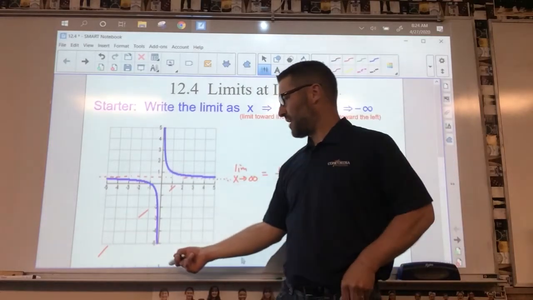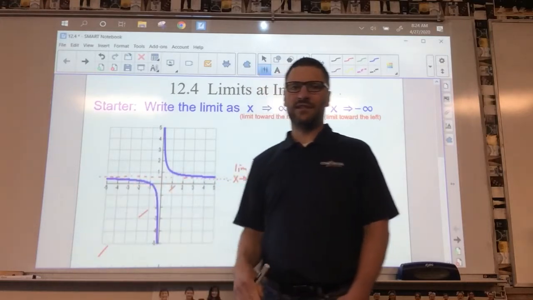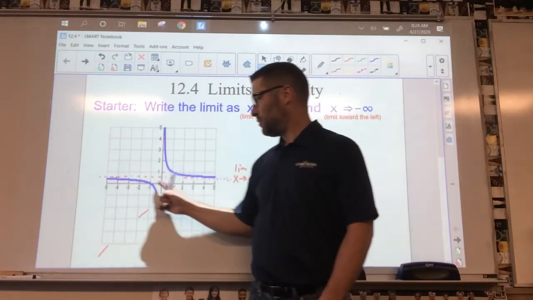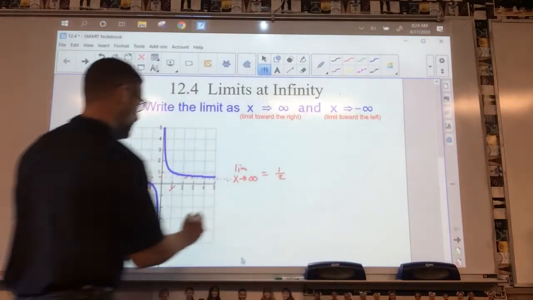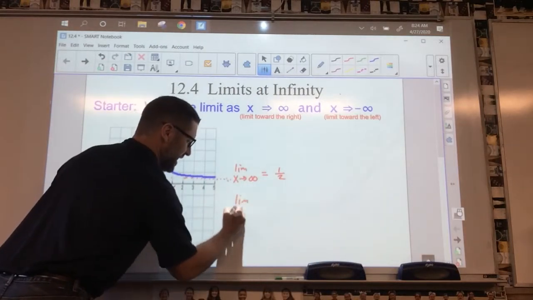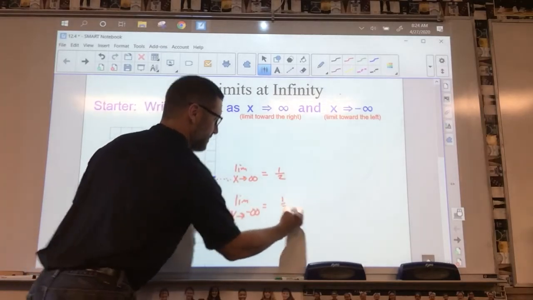But here I am on this graph. I'm going to go out to the left forever. And if I go to the left forever, we ask ourselves, what does it approach? Well, as I go left forever, it's going to get closer and closer to a half from the bottom. So we would also say the limit as x goes to negative infinity is equal to 1/2.